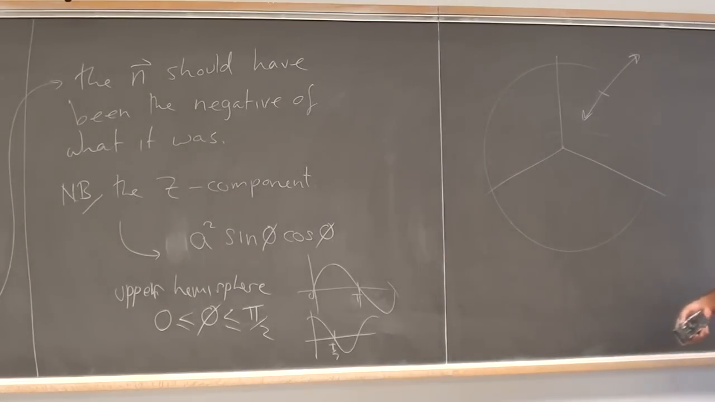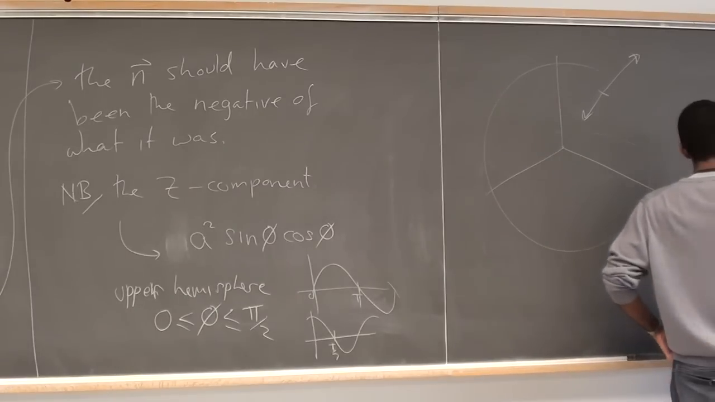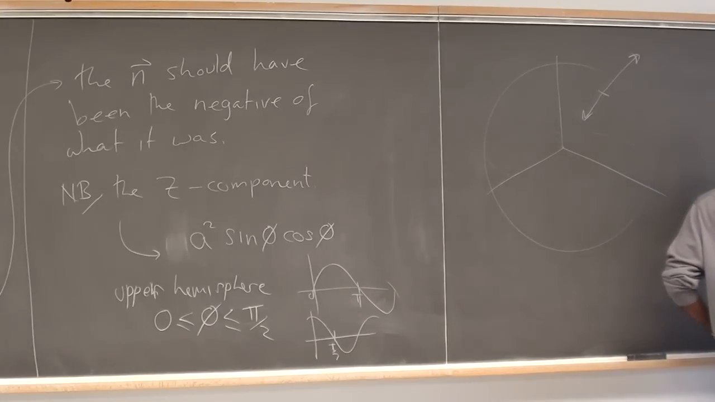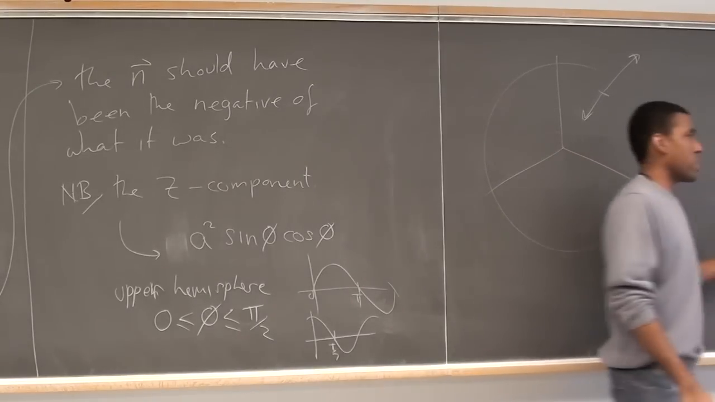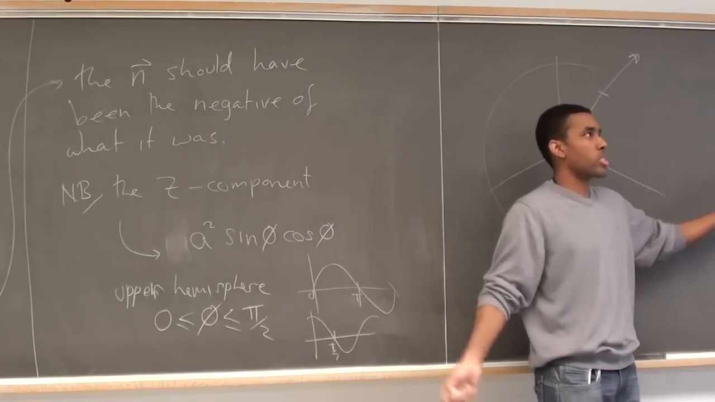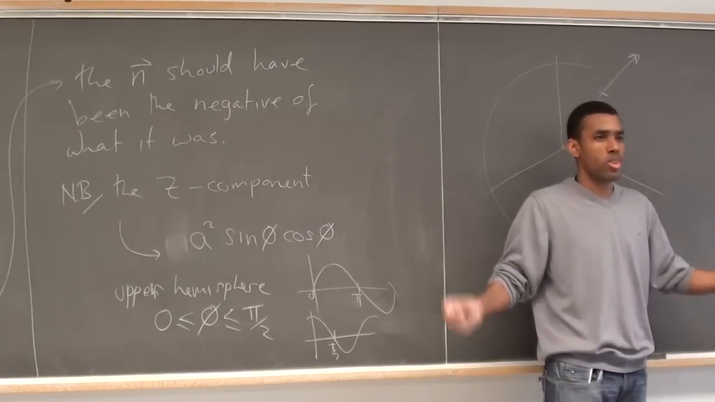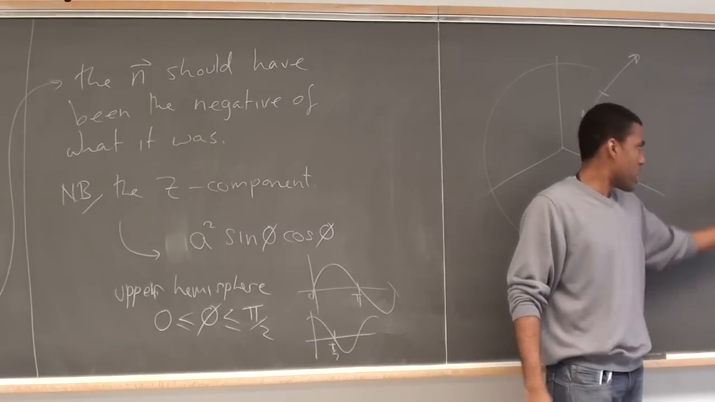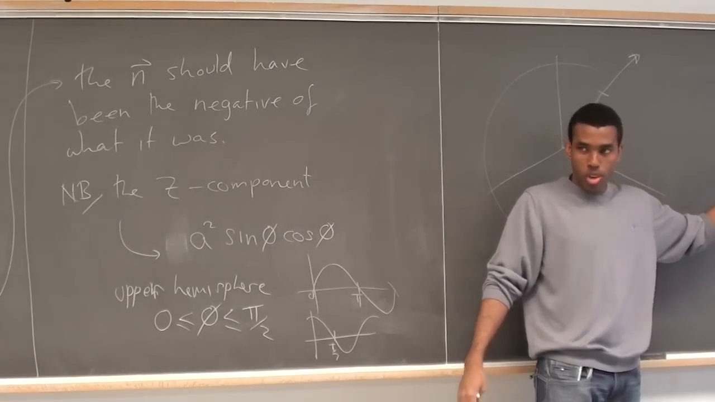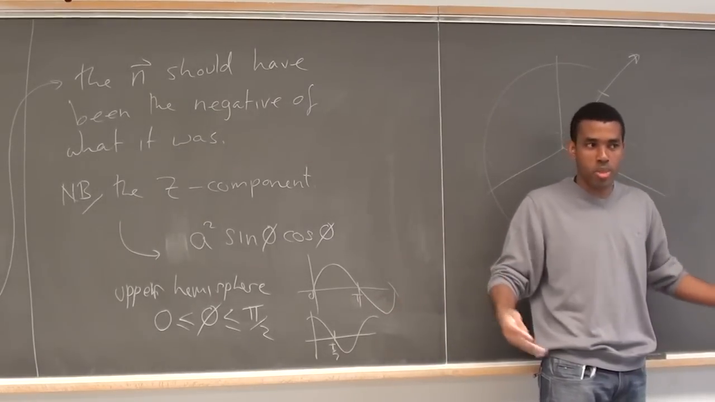Where did you mess up? The cross product was in the opposite direction. Remember, u cross v is the negative of v cross u. Right, so in my notes, I think I took r sub phi cross r sub theta, and here I did r sub theta cross r sub phi, or something like that. But I did the cross in the opposite way. But you always have to check: is this the normal vector I want?